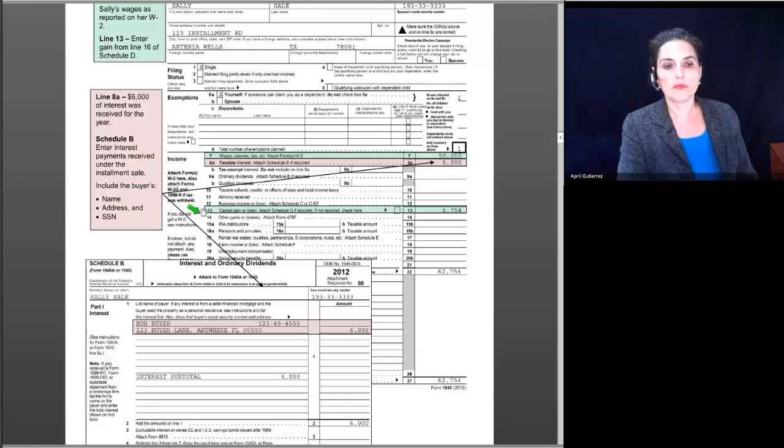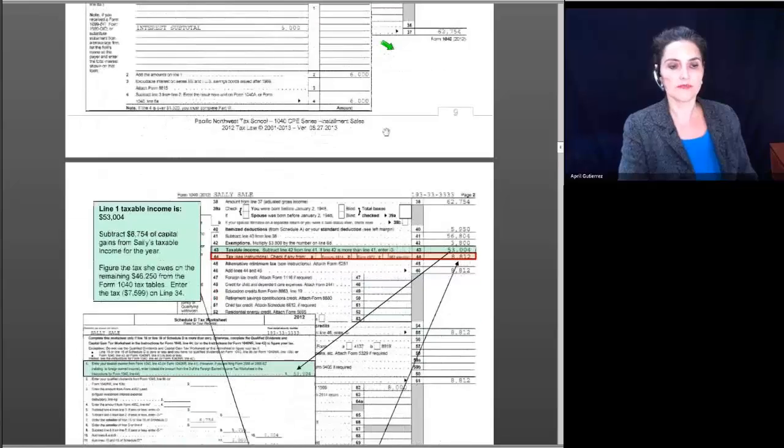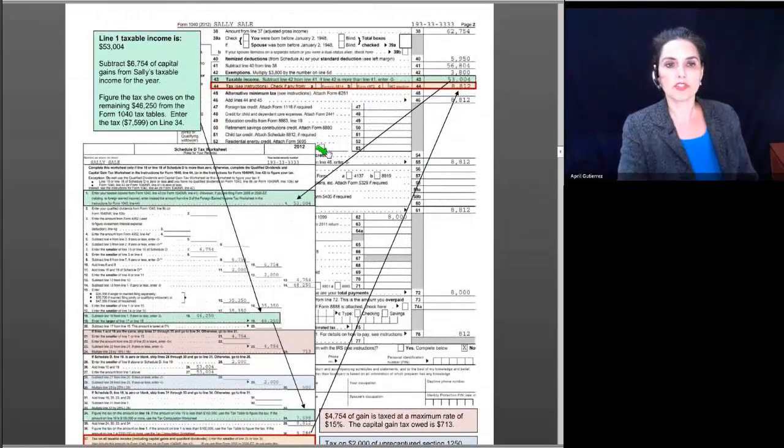And then on line 13, we enter the total capital gain that she had from the Schedule D. And we add those numbers up and we get adjusted gross income of $62,754. Next, we move over to page 2 of her 1040. And on that page, we start with her adjusted gross income. We're claiming a standard deduction. We're claiming a personal exemption. And we get to line 43 and we have her taxable income.